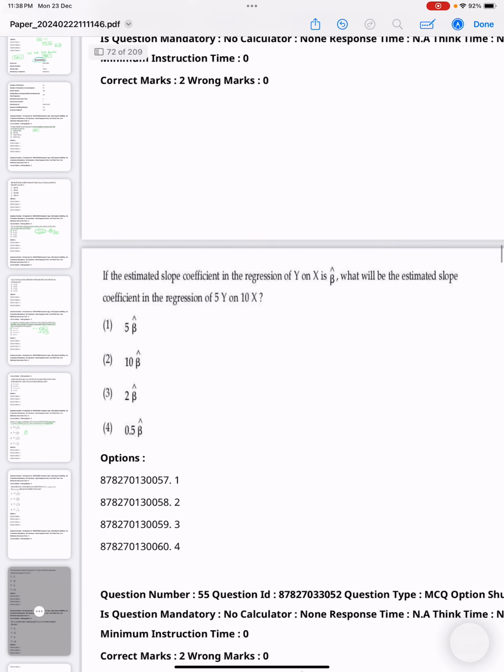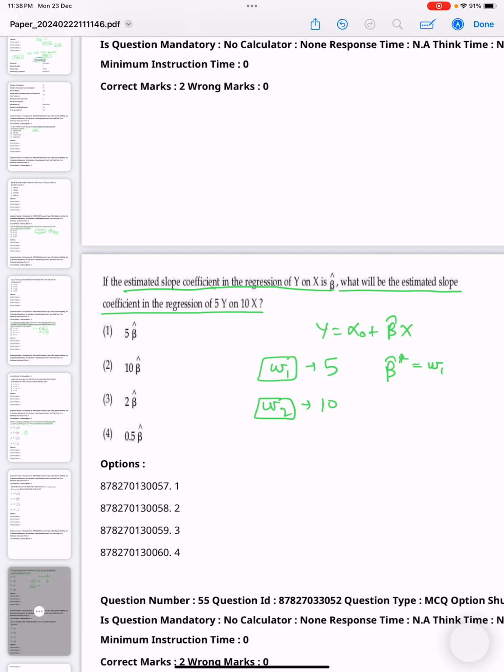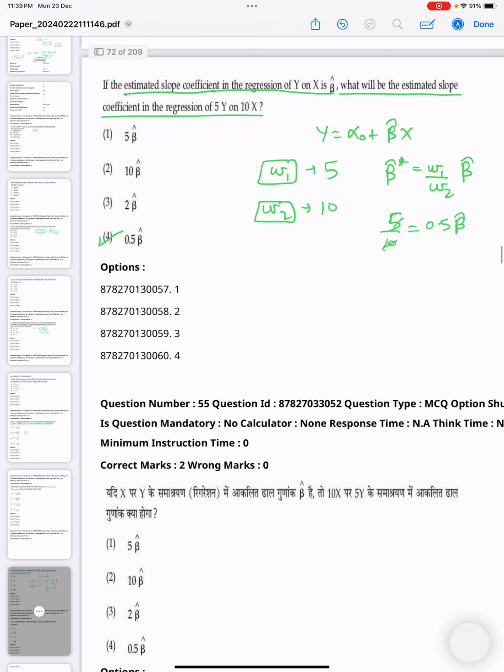Okay, now the 55th question. If the estimated slope coefficient in the regression of y on x is beta hat, so if we have y equals alpha naught plus beta hat x, what will be the estimated slope coefficient in the regression of 5y on 10x? So we are multiplying; this is the weight that is being assigned to y, and this is the weight that is being assigned to x, 5 times and 10 times. So the new beta hat star would be w1 by w2 times beta hat. So it would be 5 upon 10, which is 0.5 beta hat. So this is basic econometrics. This you can find in Gujarati as well.